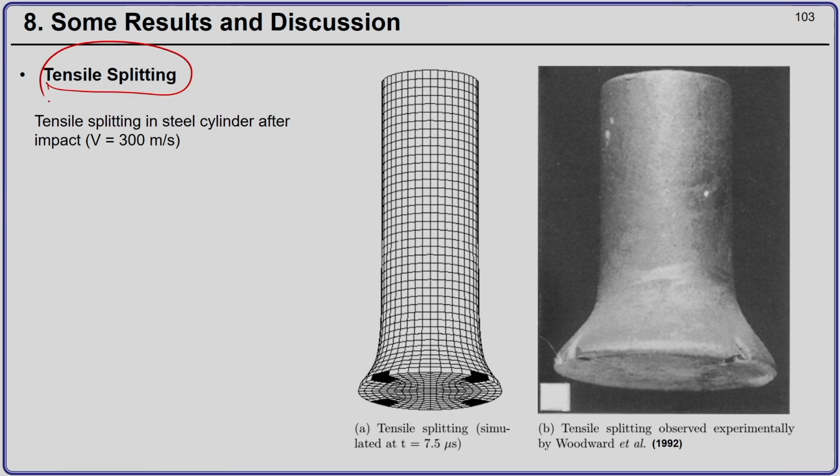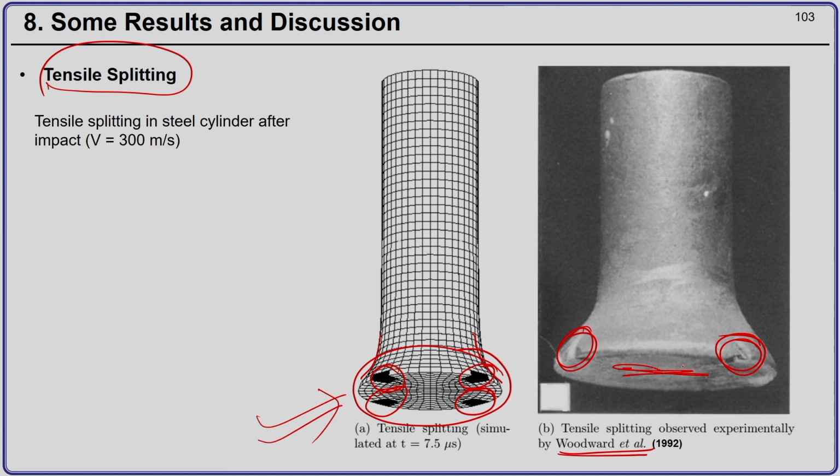One is called tensile splitting. So, at 300 meters per second impact, you can see that at the impact phase you have mushrooming, and also you have fracture which occurs at the 4 corners. Okay. And if you compare this with the experimental results of Woodward et al., there is also tensile splitting which occurs at the outer surface, while the inner surface is more or less intact, there is no visible fracture. Okay. So, we observe tensile splitting for lower impact velocities, which is also observed in the literature.